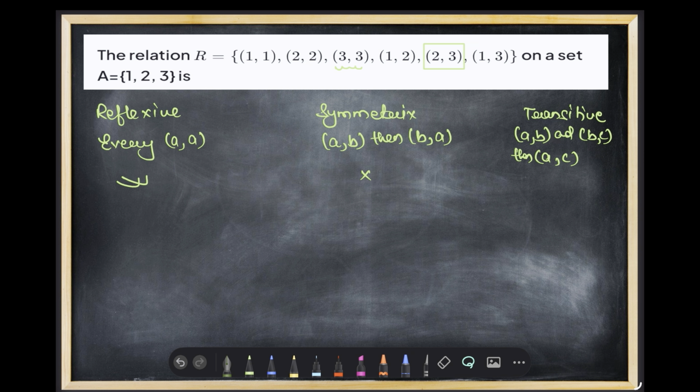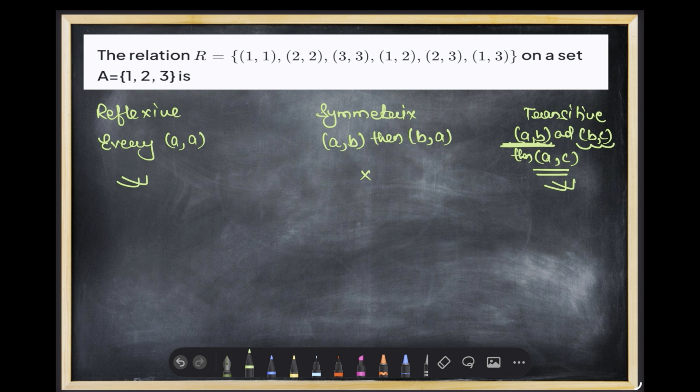Now done. Now you have 3 comma 3. So you will focus on the elements which start with 3. There is no such element which starts with 3. So this means the given relationship is transitive. If this is present and this is present, then you should have this. Okay, then you will call it a transitive relation.